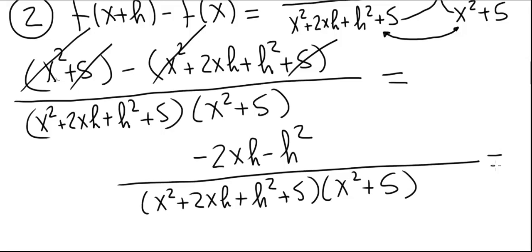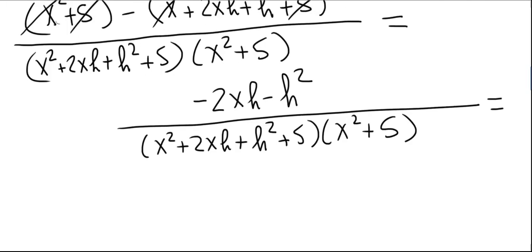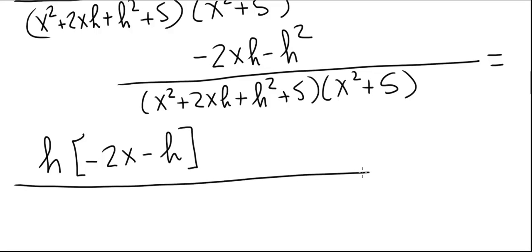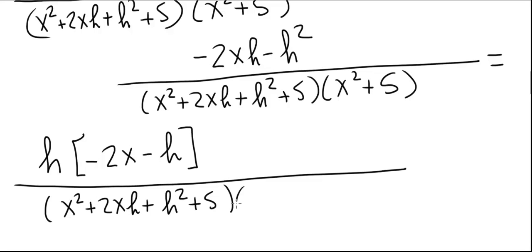Now we want to factor h from the numerator. That's the goal. At the end of step 2, we always want to factor h. Of course, that happens right here. If I factor h, that leaves minus 2x minus h. All of that, again, divided by x squared plus 2xh plus h squared plus 5 and x squared plus 5. That's the end of step number 2.